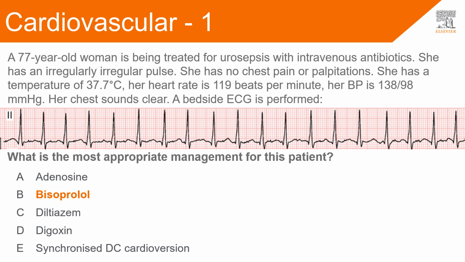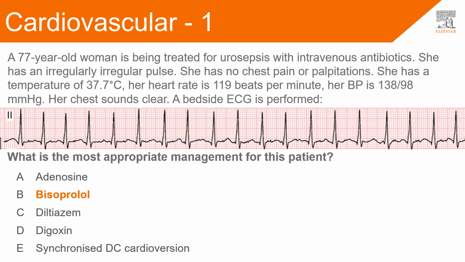That's also incorrect, because synchronized DC cardioversion is a method of rhythm control in atrial fibrillation, not rate control, and involves delivering a timed electrical shock to the heart synchronized with the R wave of the QRS complex to convert the AF back into sinus rhythm. However, it is not the appropriate management because, number one, the patient has no symptoms from it, and number two, we don't know the duration of the arrhythmia. And obviously, in asymptomatic patients with AF of unknown duration, rate control is preferred over rhythm control.